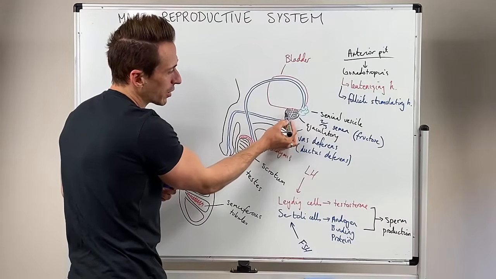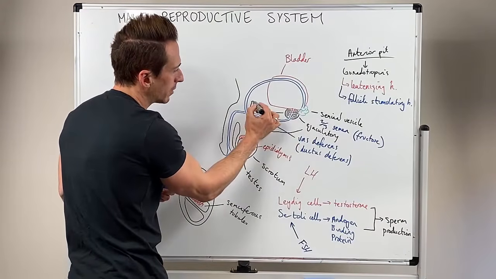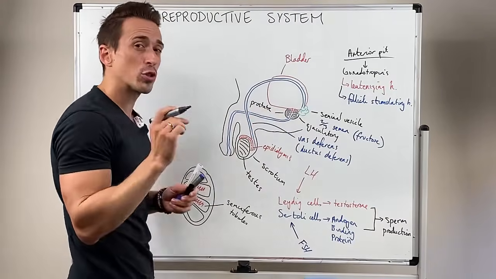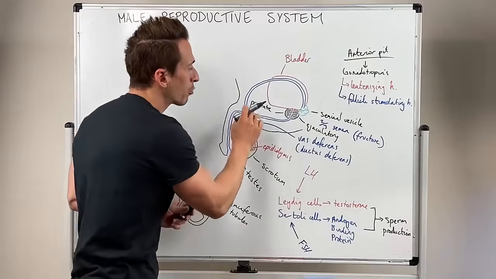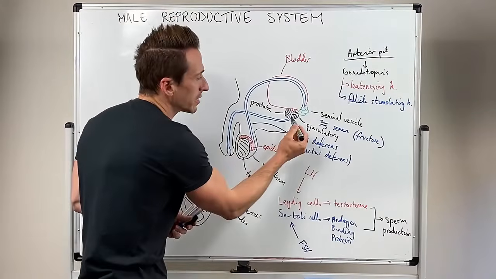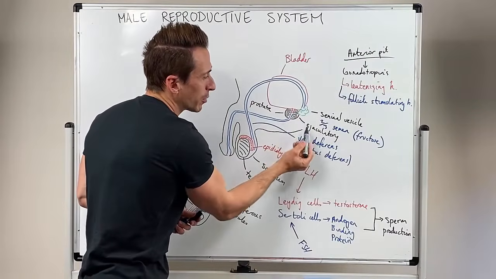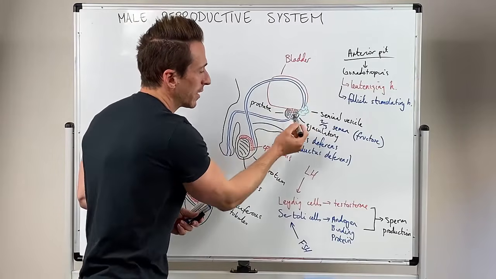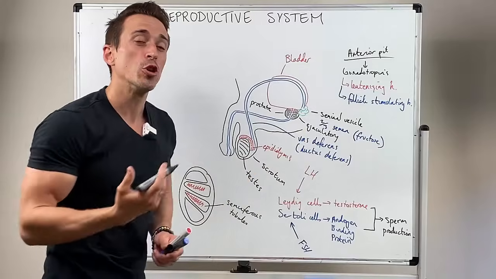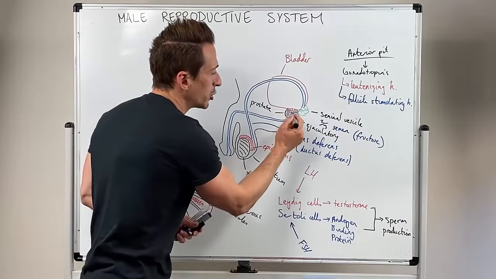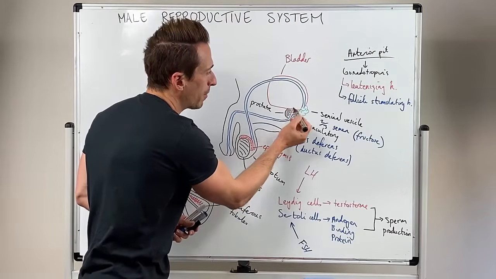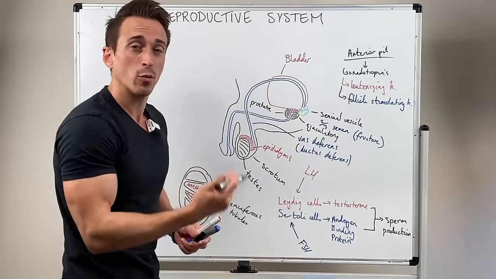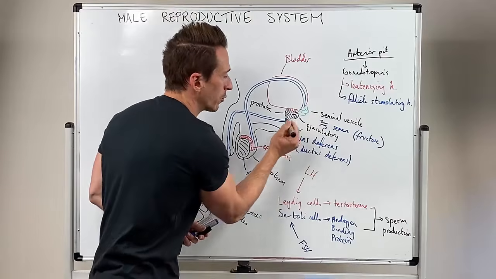Now, this structure here is the prostate. Not prostrate, which means to lay down, but prostate. The prostate, you can see, houses both the ejaculatory duct, which is coming from the seminal vesicles and from the vas deferens, but also the urethra. And the urethra is going to be sharing a pipe that houses urine, but also this semen, which has sperm and also the fluid from the seminal vesicles.